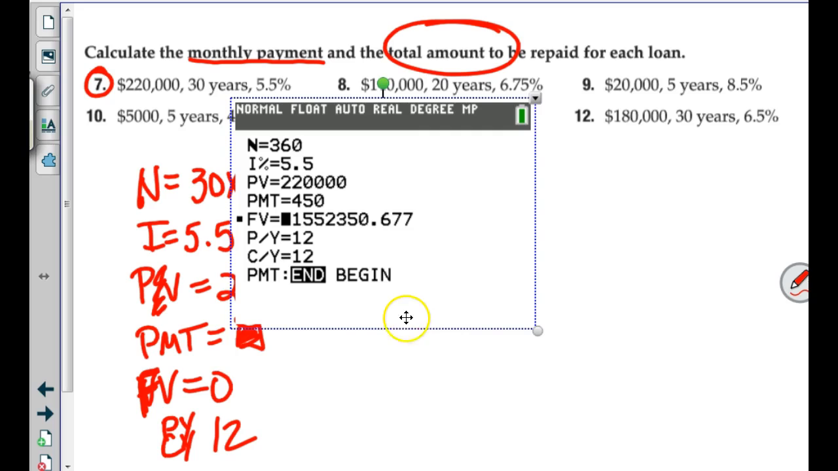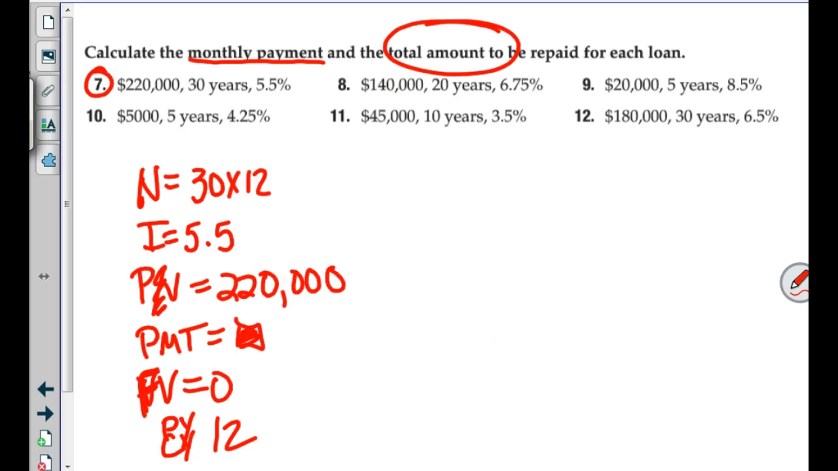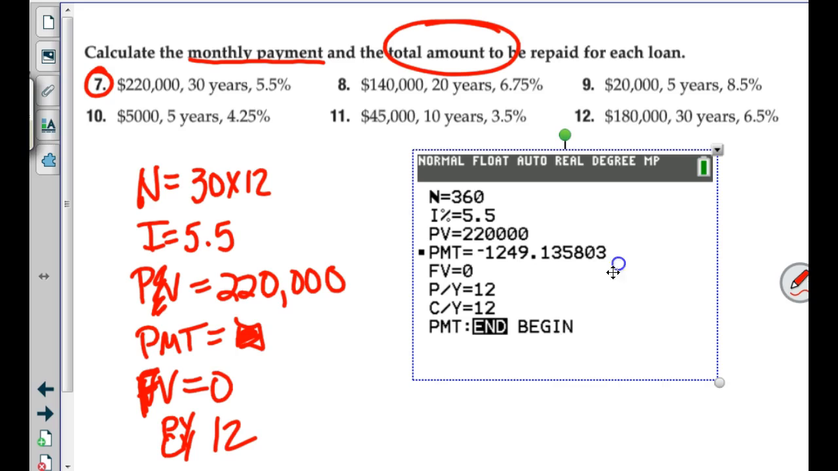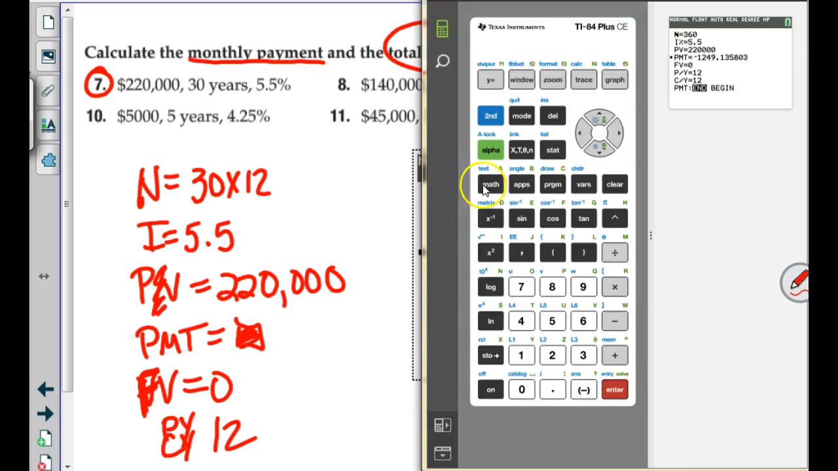Yep, totally put that in the wrong spot. Say that again. This should be 0. We're trying to figure out the payment. $1249.14.